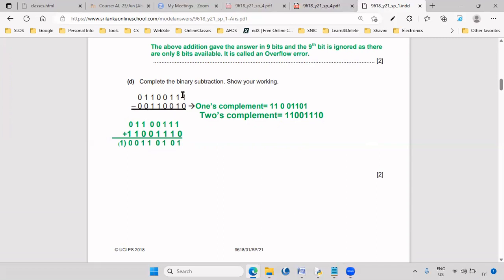Alternatively, you can even do it like this. 1 minus 0 is 1. 1 minus 1 is 0. 1 minus 0 is 1. 0 minus 0 is 0. 0 minus 1, we have to borrow 1 from here. Then 10 minus 1 is 1. Then there is 0 here, so we have to borrow from this also. Then 10 minus 1 is 1. Then there is 0, 0, 0, 0. So you get the same answer if you just subtract.